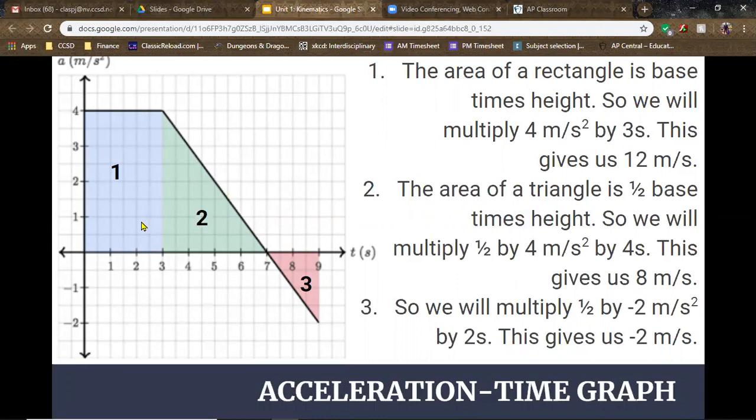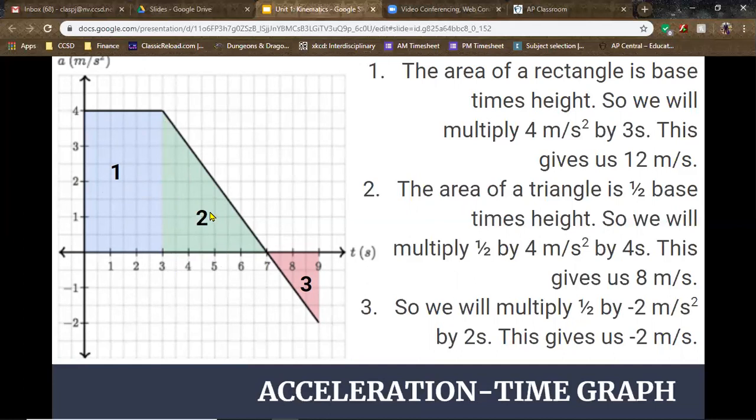The area of a rectangle is base times height, length times width, however you want to call it, all right? So we have 4 meters per second multiplied by 3 seconds. That gives us an area of 12 meters per second for number one, the blue rectangle. Area of a triangle is 1/2 base times height. Well, the height is still 4 meters per second. The base is, in this case, 4 seconds. 3 to 7 is 4 seconds. So that's going to give us an area here of 8 meters per second.